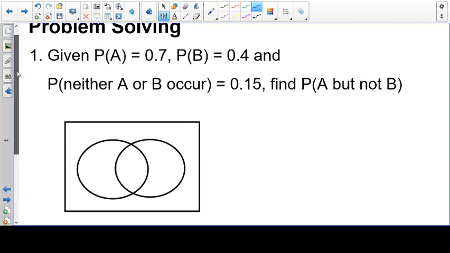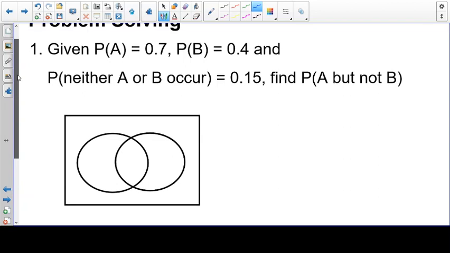So given the probability of A is 0.7 and the probability of B is 0.4, and neither A nor B occur is 0.15, find the probability of A but not B. So a Venn diagram has been drawn. We know that all of that is 0.7. We know all of that is 0.4. And we know that neither A nor B occur. That's outside here. Here is 0.15.